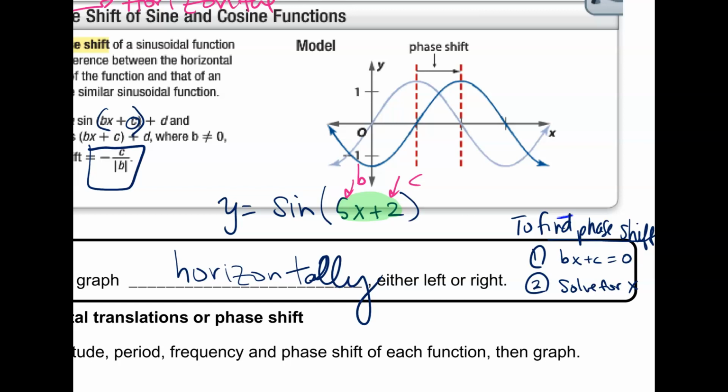So here, if I set this equals 0, 5x plus 2 equals 0. I see 5x equals negative 2, so x equals negative 2 over 5. So literally I'd have a phase shift of negative 2 over 5. So, cool.